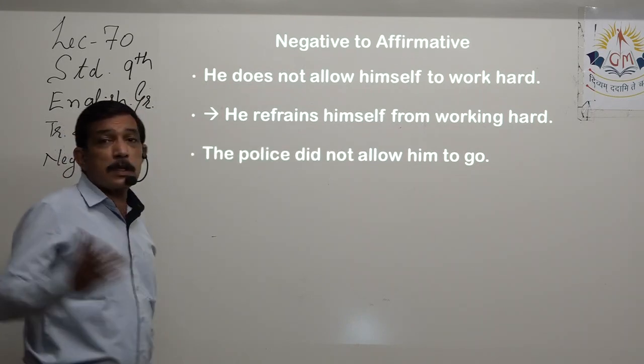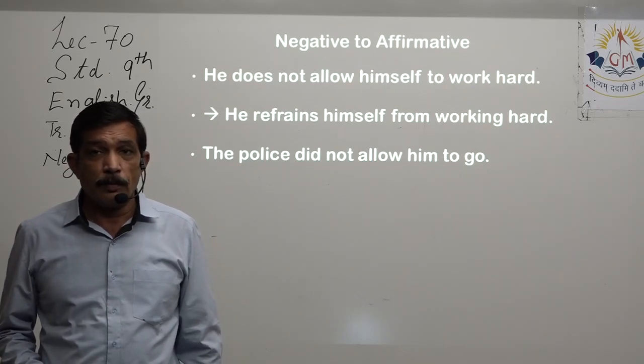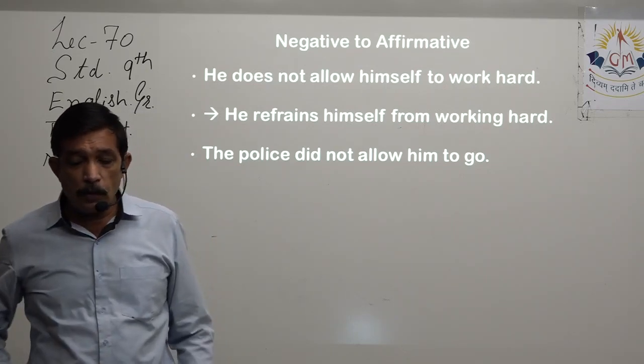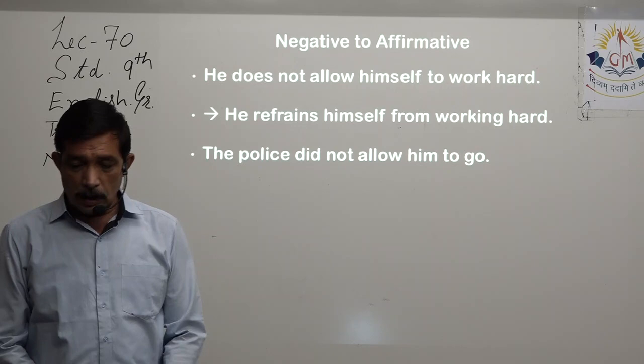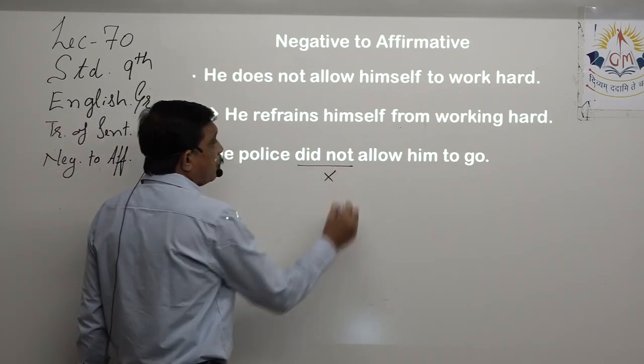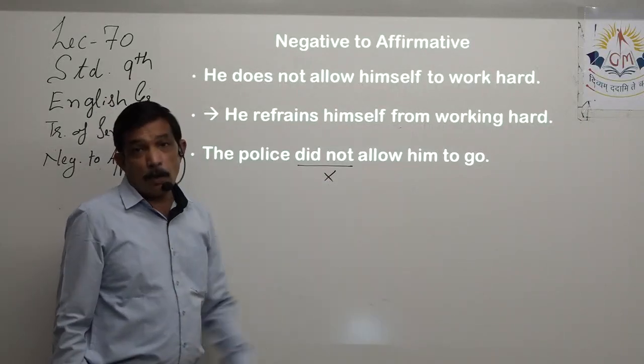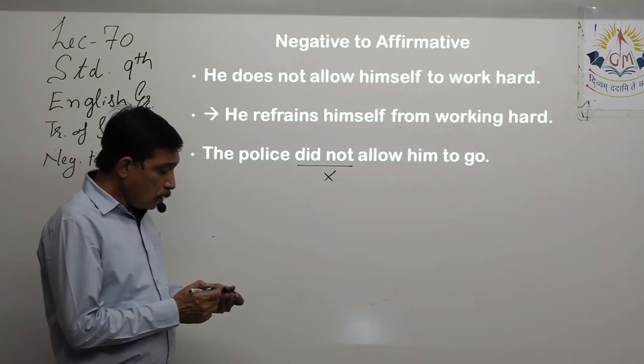Very good. The police did not allow him to go. Please try to do it in your way. Whatever. What you have to do is remove the "did not", because "not" goes away and "did" goes along with it. Allow is a verb, right? So what will you do?